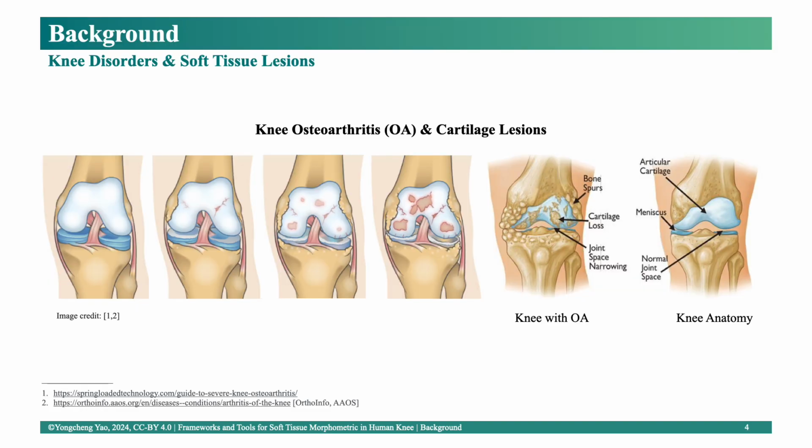These images show the development of cartilage lesions with the progression of knee osteoarthritis. Studies have shown that cartilage degeneration happens at the early stage of knee osteoarthritis.